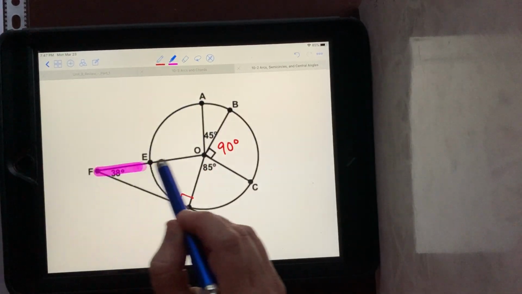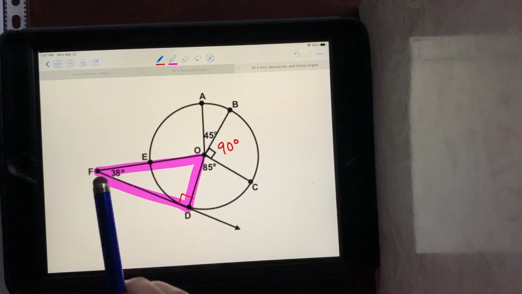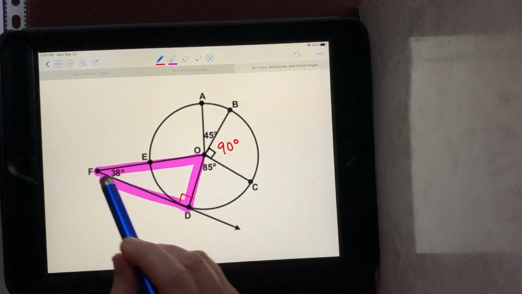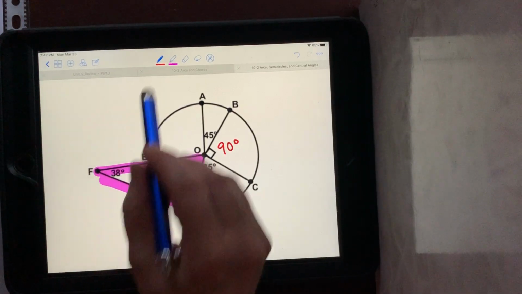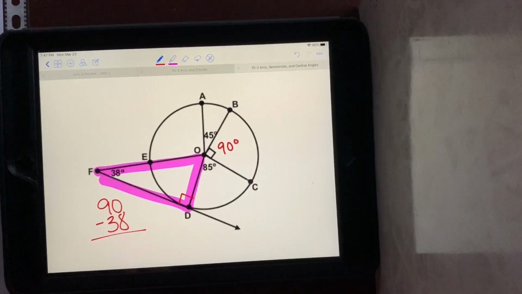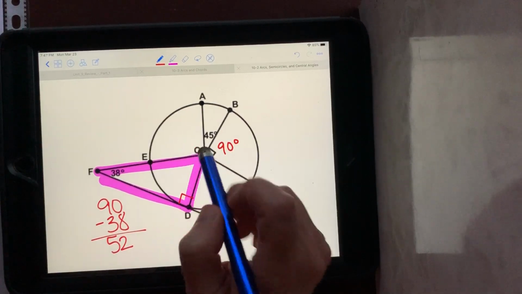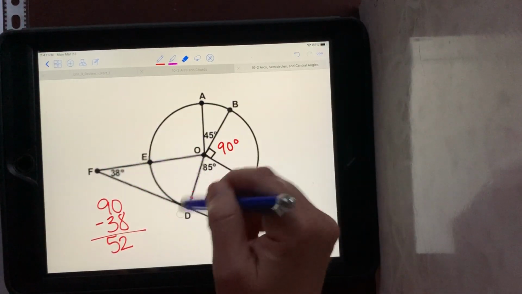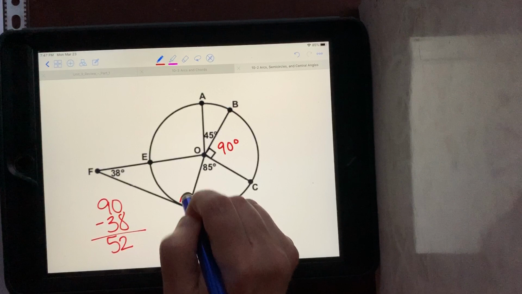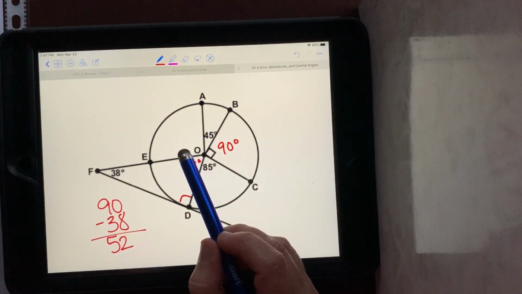We have a right triangle here, so I know that the measure of the 2 acute angles in a right triangle always add up to 90 degrees. So I can subtract 90 minus 38, and that's going to give me 52. So I know that this angle right here, let me erase this, is 52 degrees.